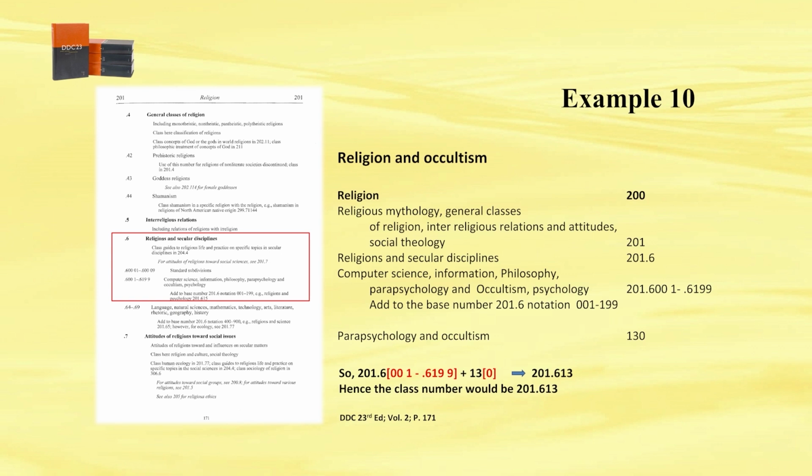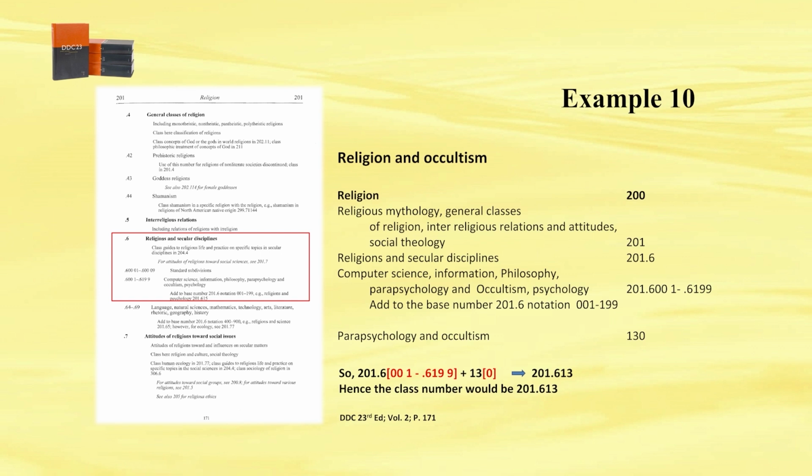So we have to add to the base number 201.6 the notation 001 to 199, because you can see the numbers described here, that is computer science, information, philosophy, parapsychology, occultism, psychology, all come under either 000 or 100. So the instruction restricts us within 001 to 199. And from the third summary, we can easily get the number for parapsychology and occultism, that is 130.